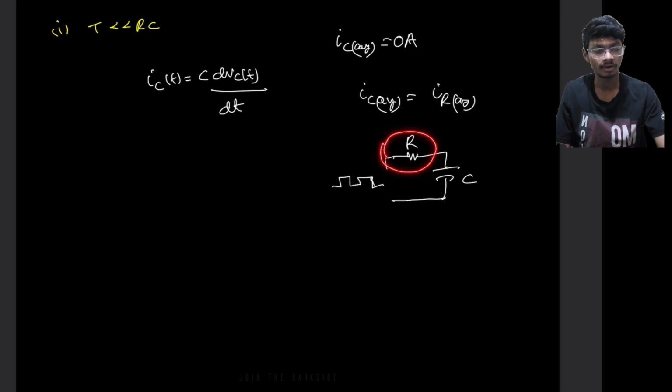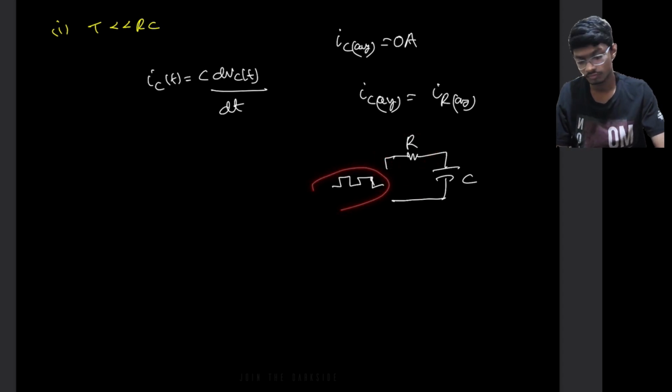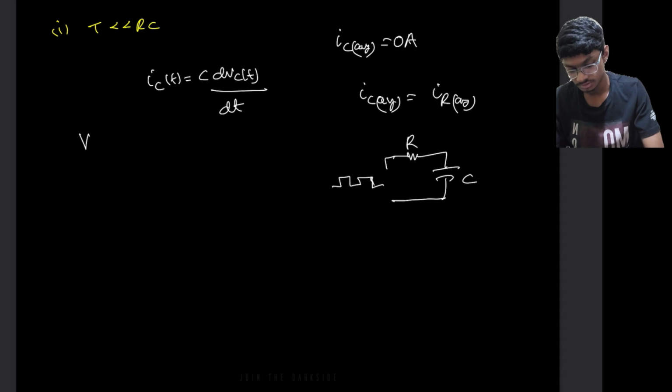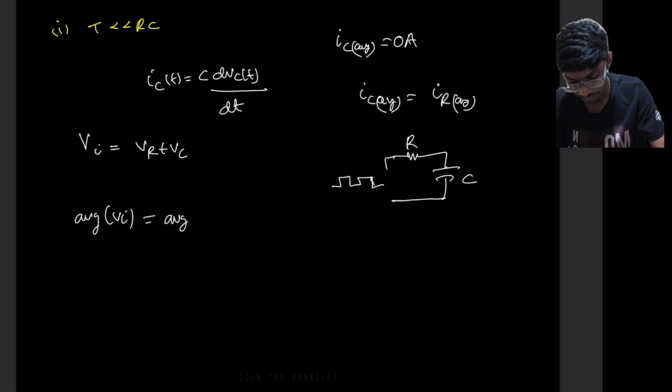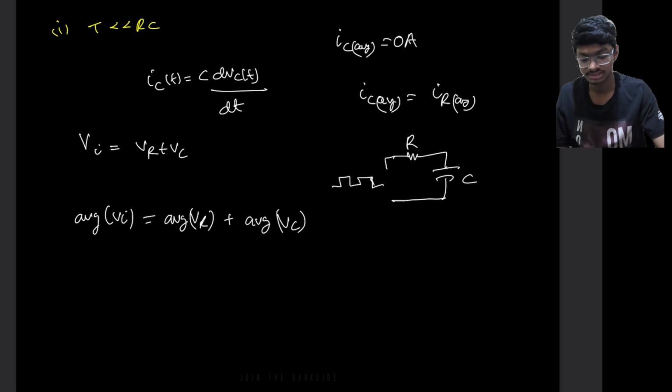Now as the drop across this is 0, what is the KVL equation? Vin equals VR plus VC. Now if we take the average on both sides, the average of Vi is equal to the average of VR plus the average of Vc. As you have already established, this average value is 0, as IR average is 0 amps.